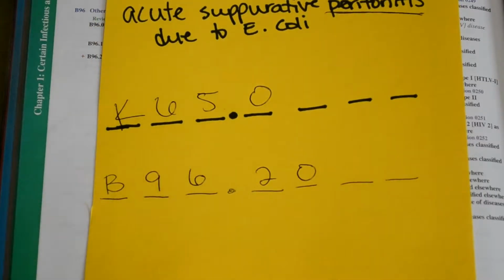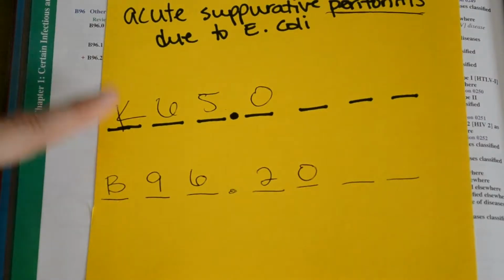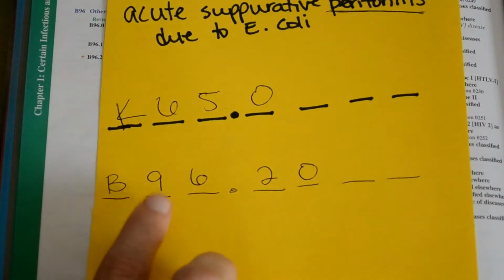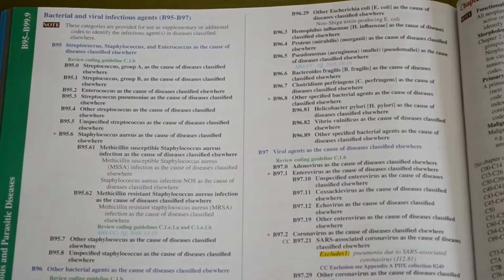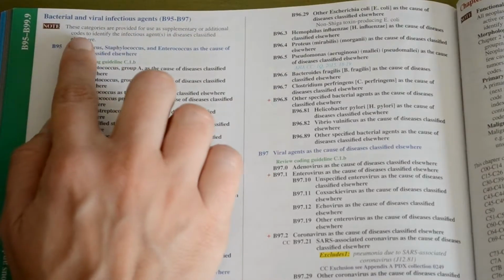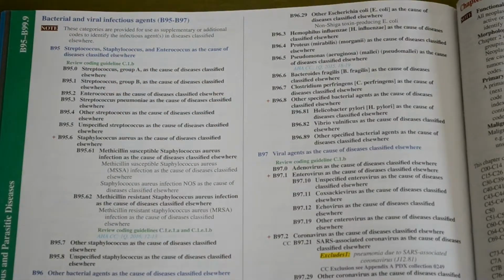And before we can go any further, we need to check and make sure of the sequencing. Now in the case section it said use additional, so that is one clue that the infectious agent, the B code, needs to come second. But I did notice at the top it says, note, these categories are provided for use of supplementary or additional codes to identify the infectious agents in diseases classified elsewhere. So that is telling me that the B codes, the B95 through B97, are supplemental, meaning they would go second. They should not be listed as the primary diagnosis or the principal diagnosis.